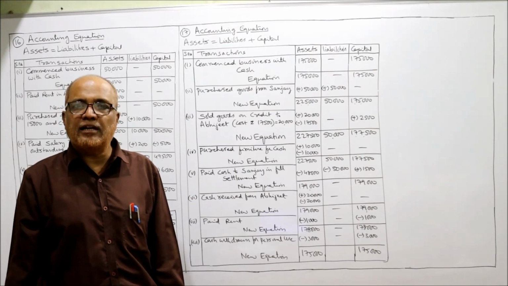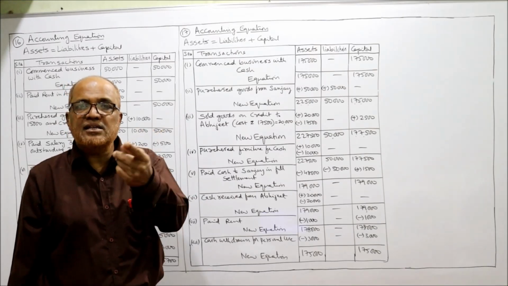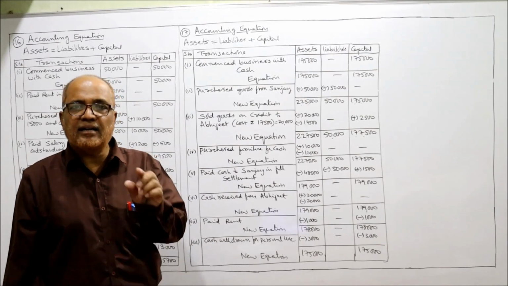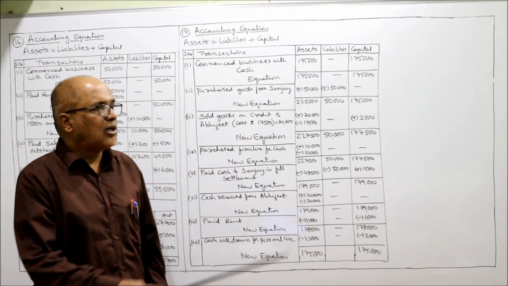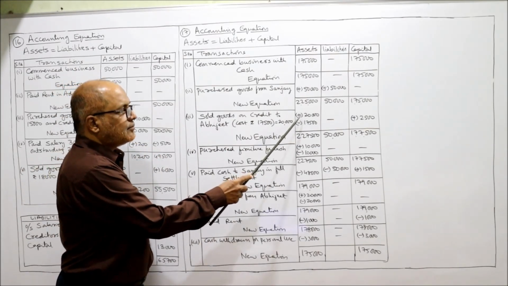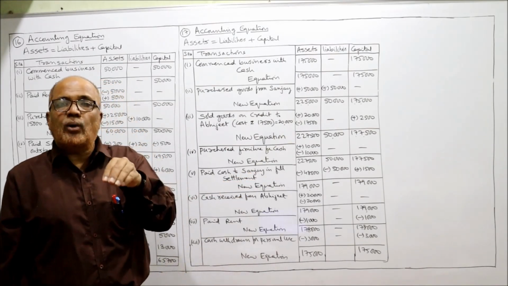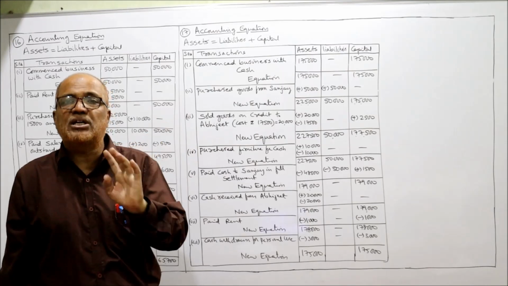Abhijit is the debtor. So the debtor will increase the asset. How much is the amount due from Abhijit? 20,000. So plus 20,000. We have to get 20,000 rupees from Abhijit.